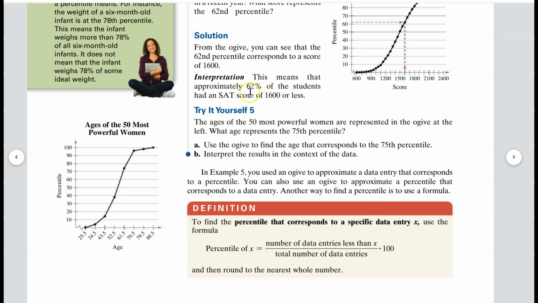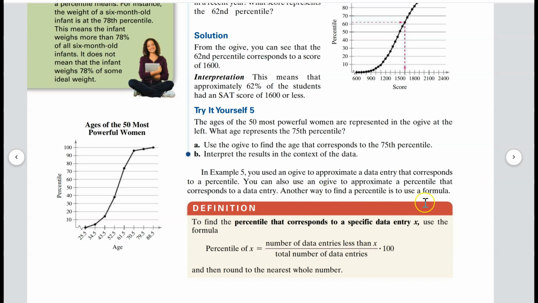Yeah, so the rest of that example just tells you what I just told you. In example 5, you used an ogive to approximate a data entry that corresponds to a percentile. You can also use an ogive to approximate a percentile that corresponds to a data entry.